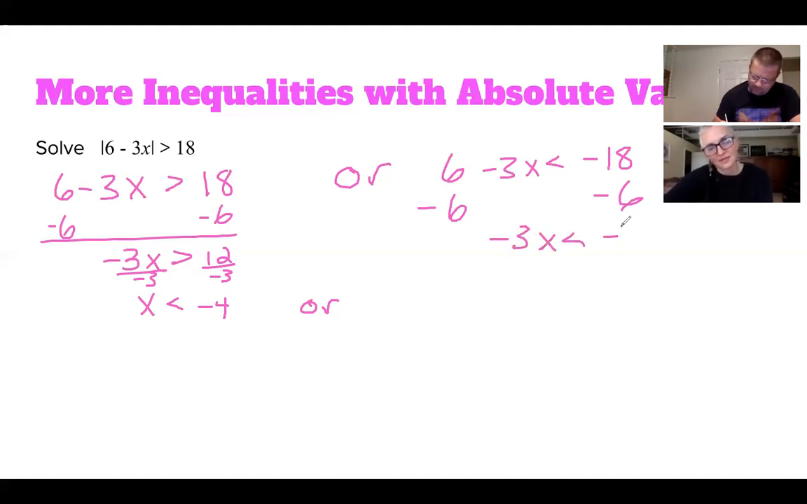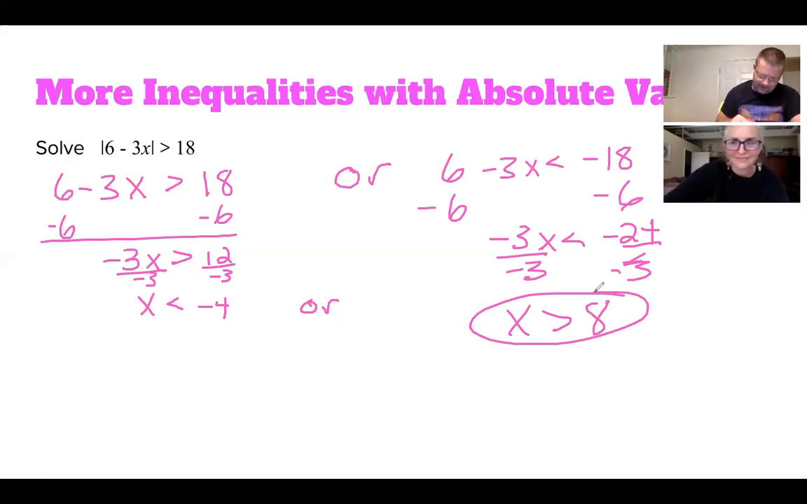So let's see, -24. When I divide by -3, flip again. So x is greater than 8 or x is less than the other value.